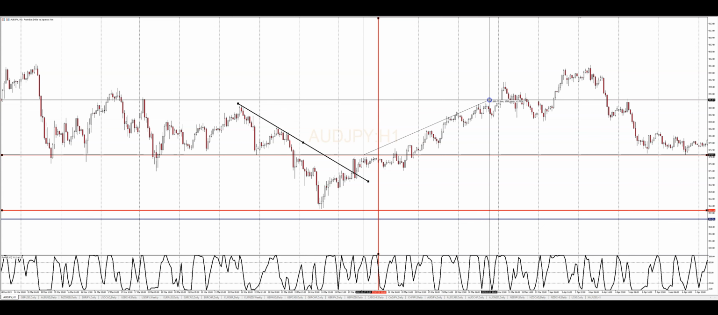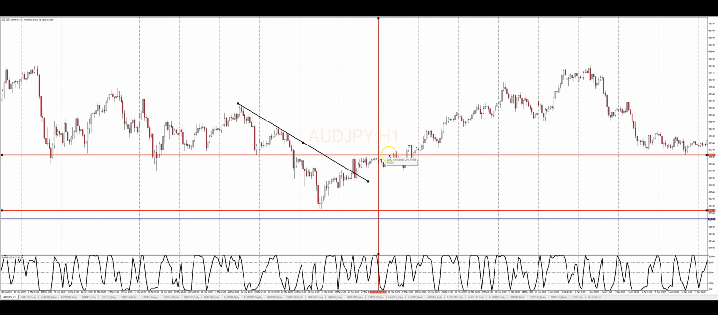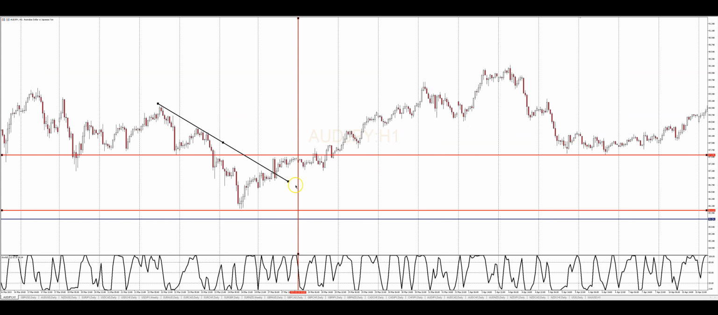So that's your 1-to-1 there, or you can try and get a 2-to-1, but you know, after we get half the position, we go to break even or something like that, whatever your take profit strategy is. But that's how we do a breakout strategy on a buy. Now let's look at a breakout strategy on a sell position.